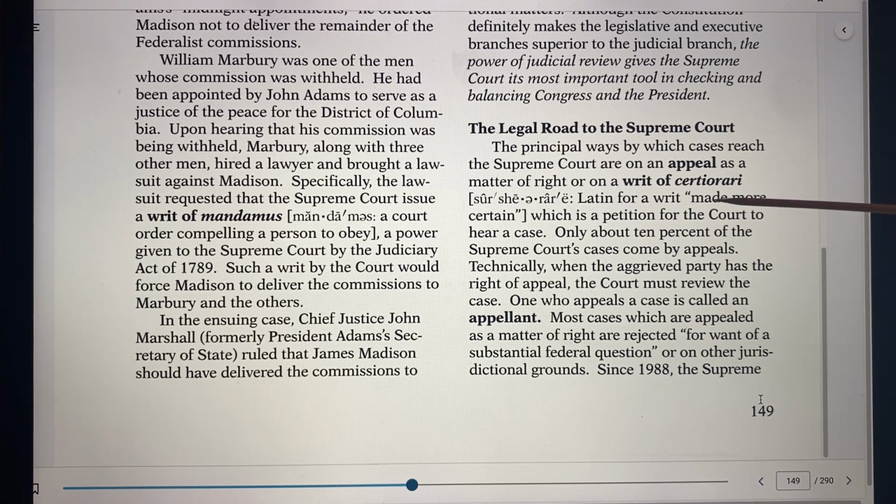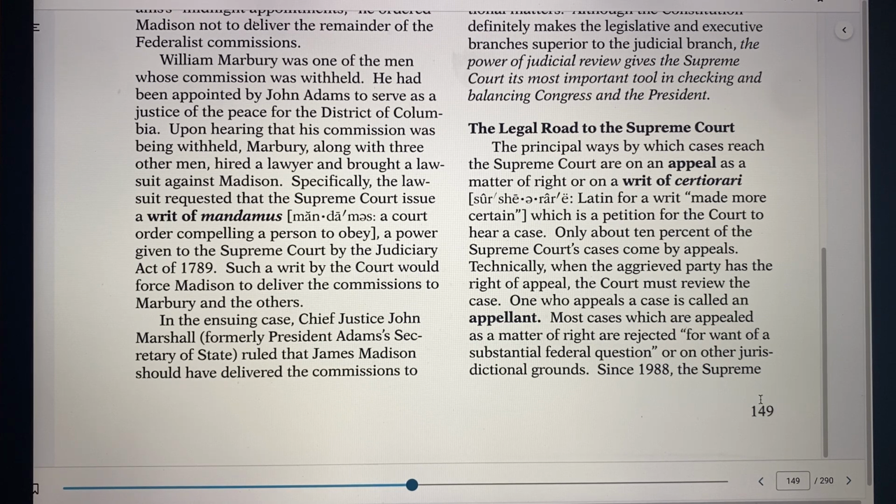Certiorari. We just call it cert. That's why I don't really know how to say it, because this is a Latin word meaning to be made more certain. And they call it just cert, for certain. Okay? The writ of cert. Let's just call it the writ of cert, since I'm not pronouncing it correctly. It's basically a petition for the court to hear a case. The writ of cert, made more certain, it's called.